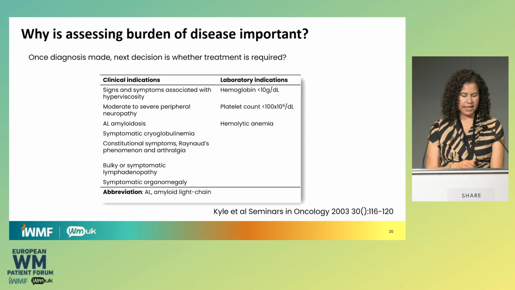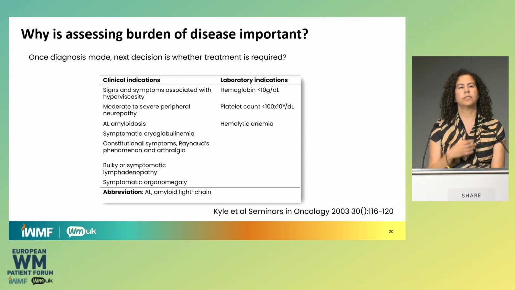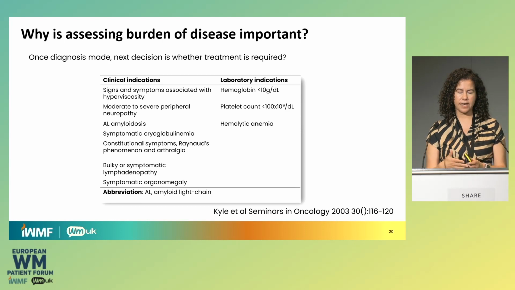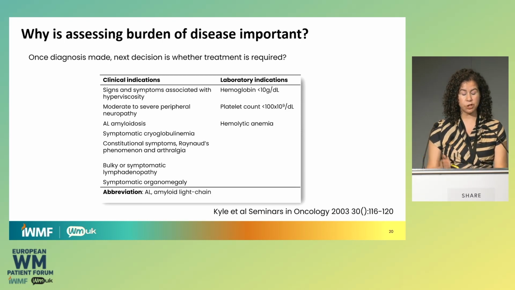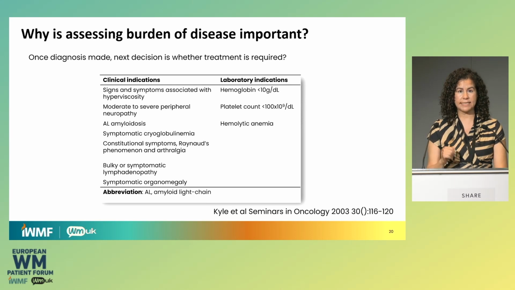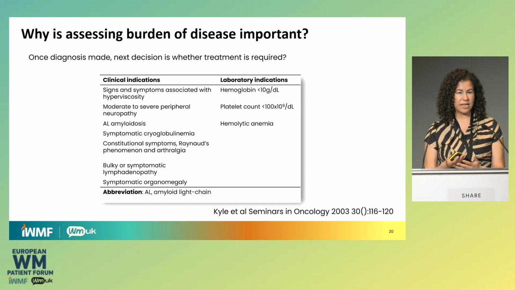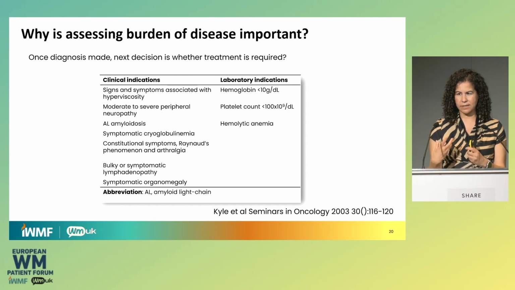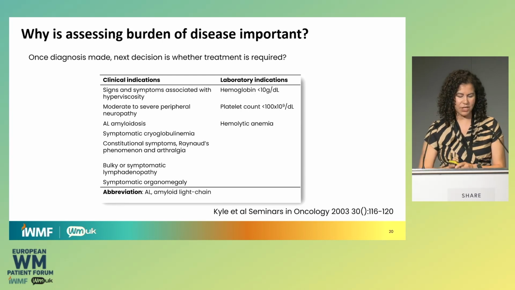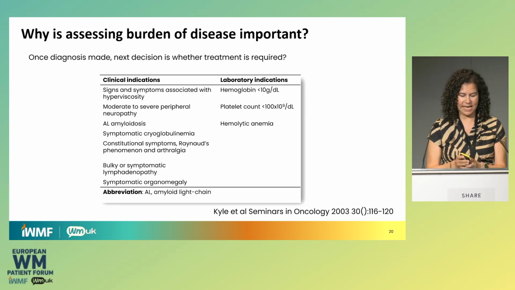So why is assessing the burden of disease important? As Jane already mentioned, a lot of you, when you're first diagnosed, will go through a period of active monitoring and not have treatment immediately. So once the diagnosis is made, one of the main roles of the clinic appointment is assessing: do you have an indication for therapy? The indications for therapy are basically driven by how you're experiencing the WM. Is there something that the WM is causing that's affecting you so much that I want to give treatment that potentially has its own side effects to make you feel better?